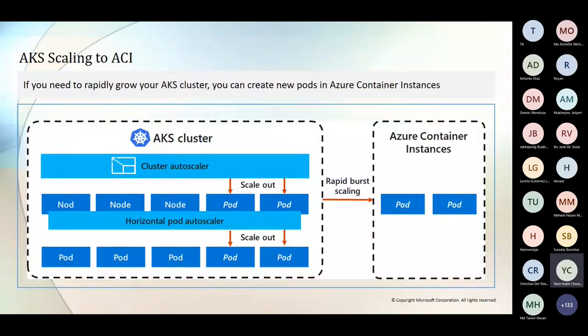If you need to rapidly grow your AKS cluster, you can create new pods in Azure Container Instances. Suppose you need more, then you can create new production containers and nodes for support. You can create Azure Container Instances, like a VM, and create more containers there if you need more pods, not just for scaling or increasing the VM's memory size or disk size. You just create a full VM, and in that VM you can put the production containers.